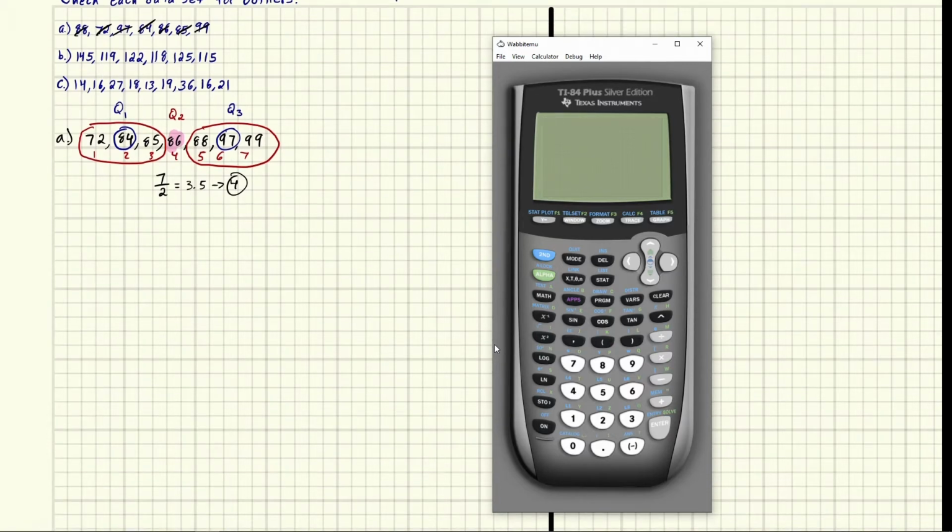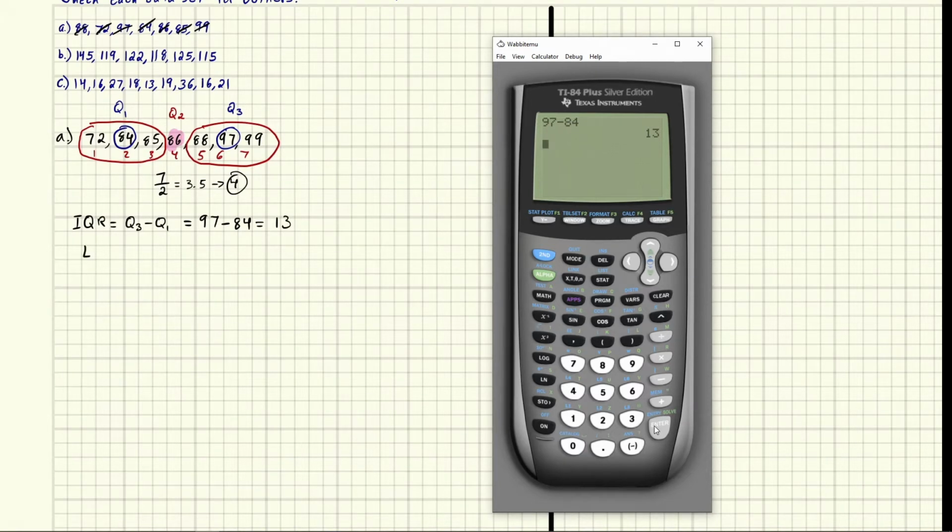Now, knowing this, we can compute the interquartile range. The interquartile range is equal to the middle 50% of our data, which is Q3 minus Q1. If you look at a box plot, you can sort of see why this is the middle 50%. So Q3 is 97 and Q1 is 84. So we're going to do 97 minus 84. We get 13. So this is the interquartile range.